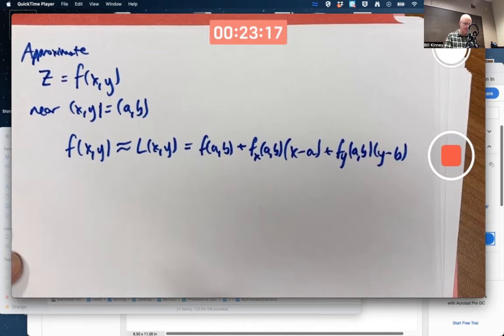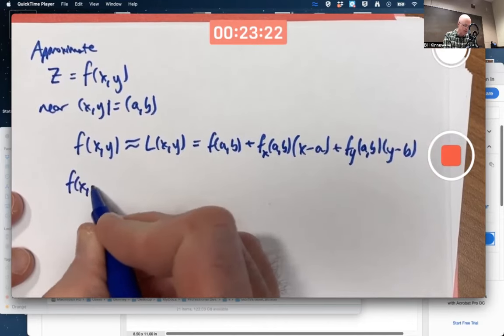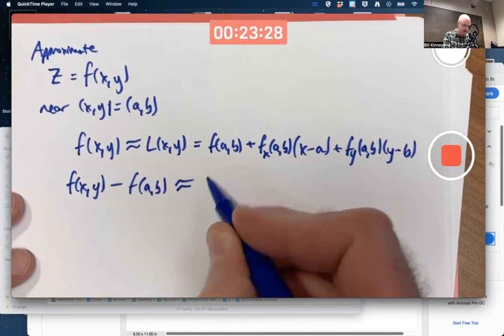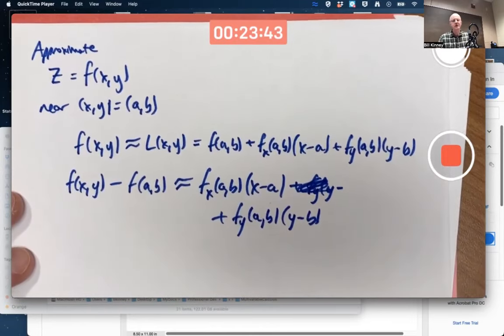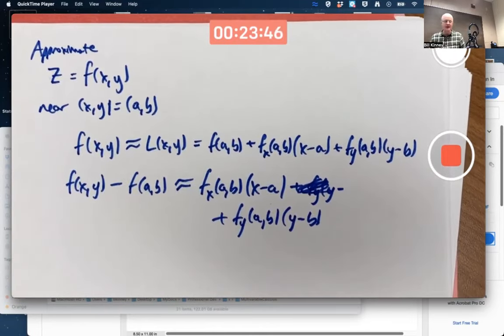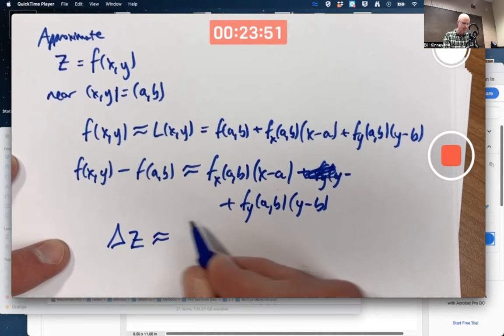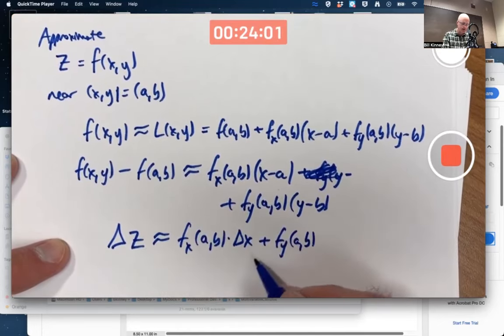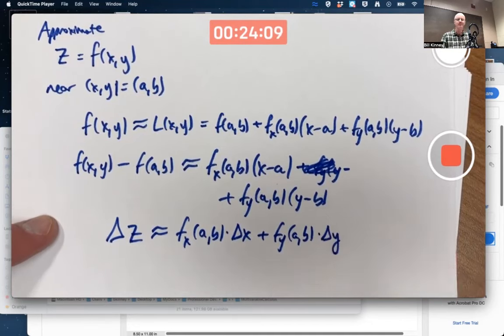You should feel comfortable thinking about this another way. Subtract f of AB from both sides and write it like this. F of xy minus f of AB is approximately this. You should also feel comfortable writing this with delta notation. Delta z is approximately this. Partial derivative with respect to x at the point times delta x plus the partial with respect to y at the point times delta y.